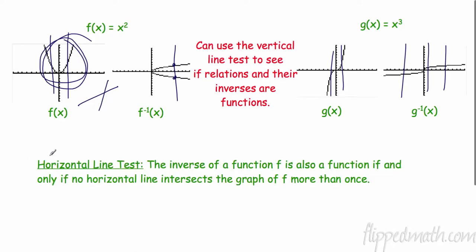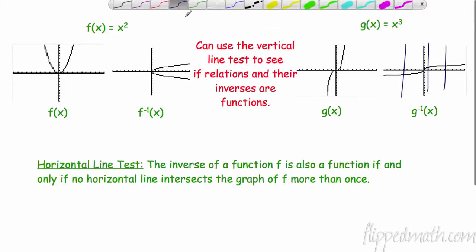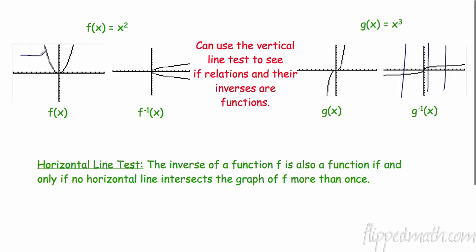It's called the horizontal line test. The horizontal line test means the inverse of a function f is also a function if and only if no horizontal line intersects the graph of f more than once. So you just take your original function, and instead of doing just a vertical line test, you're going to do a horizontal line test. So over here, I have a horizontal line, and you can clearly tell it hits twice, therefore its inverse is not going to be a function. Whereas over here, this clearly only hits once, which means it will indeed be a function.